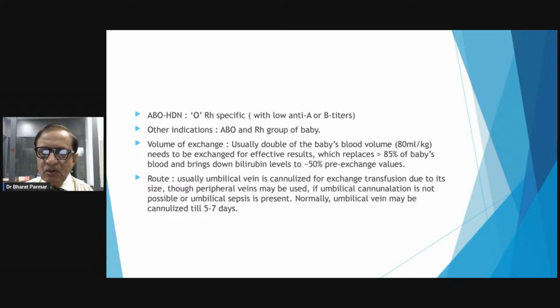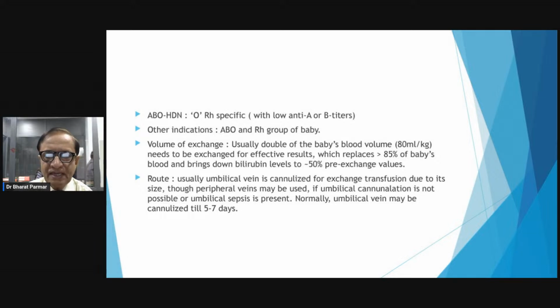In ABO hemolytic disease of the newborn, give O negative blood, Rh specific, with low anti-A or low anti-B titer. Other indication of this exchange transfusion is based on the ABO and Rh group of the baby.